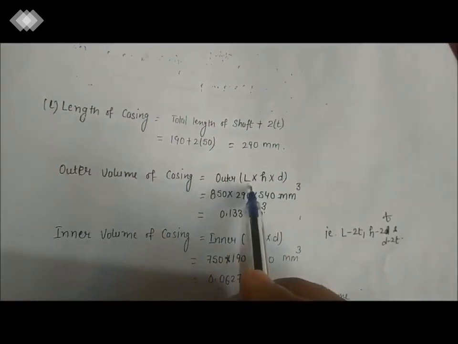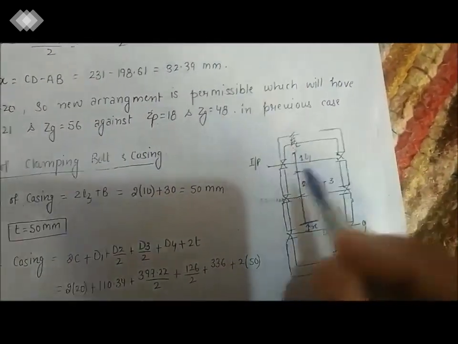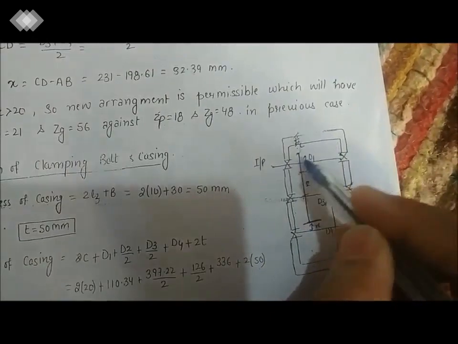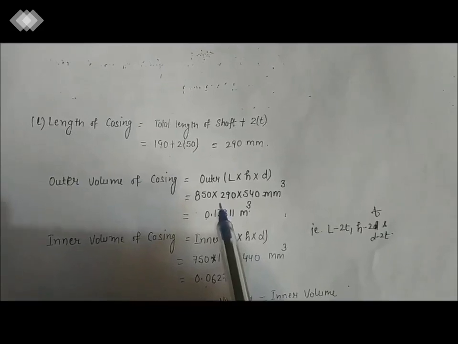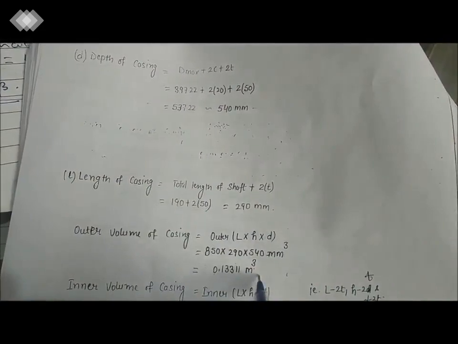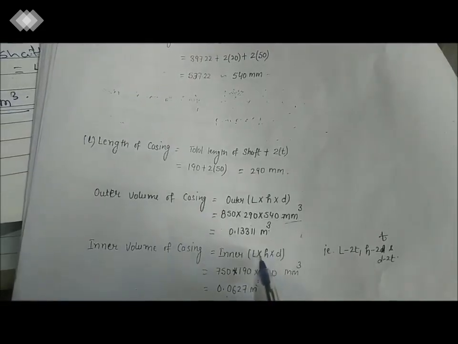The outer volume of the casing is outer length into height into d. Let us say in this figure, if we are going to calculate the outer volume, then it will consist of the outer length, outer height and outer depth. So let's calculate it. Height is 850, length is 290 and depth is 540. So we get this volume in mm cube. Convert it into meter cube. Then inner volume of the casing, so it is LHD.